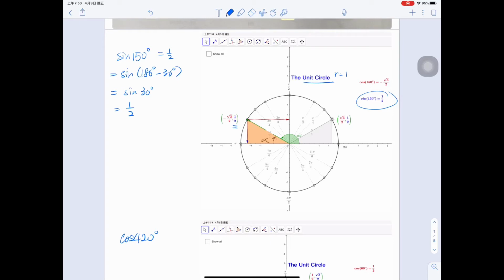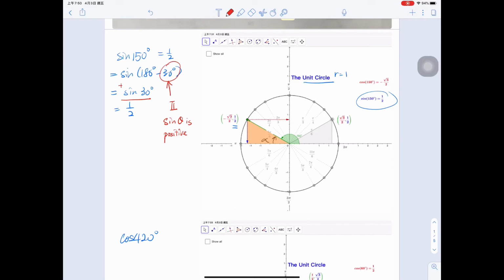Okay, and here you can think of it as, okay, this one is quadrant 2, and sine theta in quadrant 2 is positive. Therefore, when we know about the reference angle, then it's a positive relation. Okay, the value is positive.